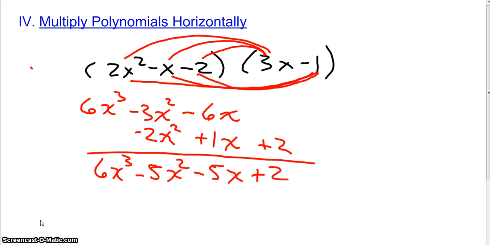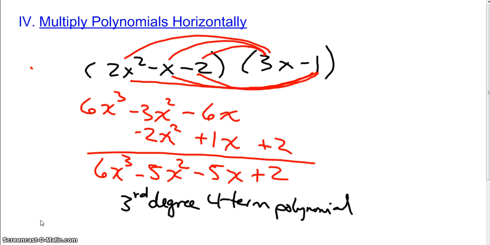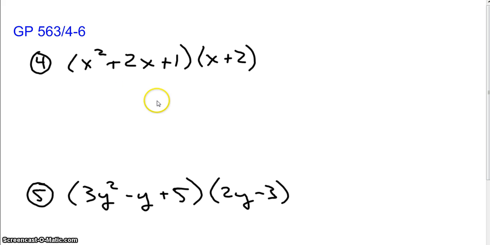And who can identify this, classify it, the two ways we've been doing it? Can you, Kelly? Yeah. It's a third degree and it's a 4-term binomial. Four-term polynomial. Oh, sorry. If you say four-term binomial, that's kind of contradictory. 4-term, 2-term, right? Okay, go ahead and why don't you try multiplying one of these vertically and one of these horizontally and come back and check your answer.